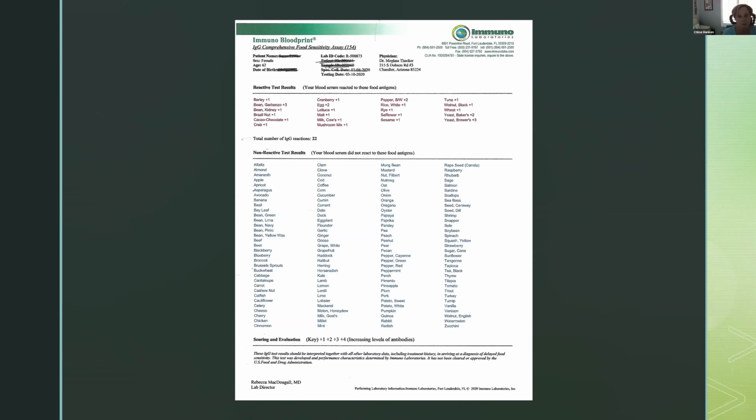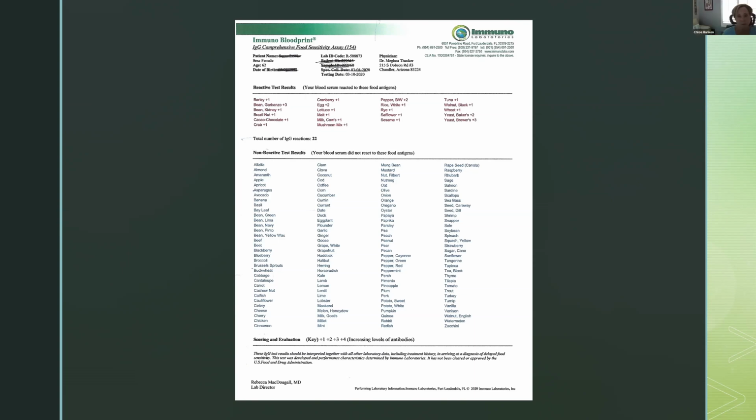On the top, again, you'll see the foods that they reacted to, and it goes from +1 to +4. When we get these results, I tell my patients that it doesn't matter if you tested +1 or +4. All the foods that are present in red should be eliminated for 90 days for best results. So we put them on a 90-day plan where the patient removes all these foods.